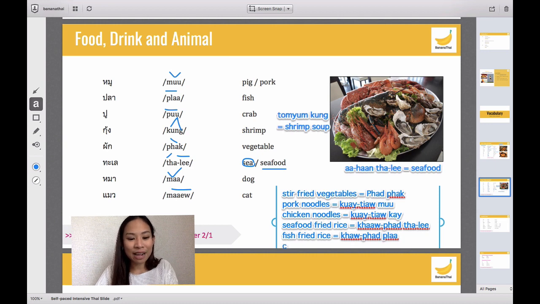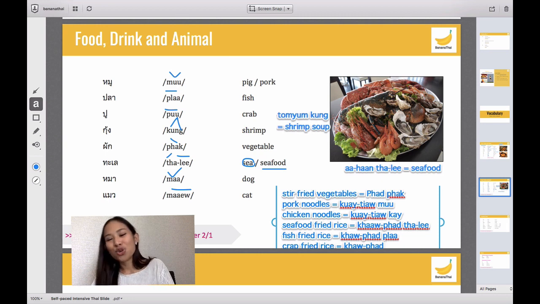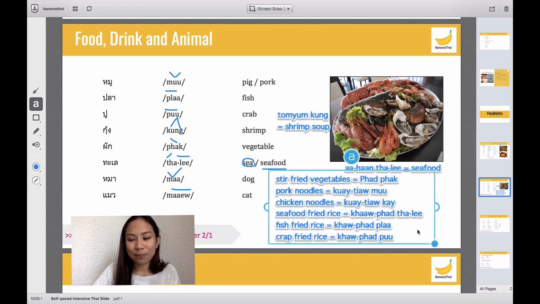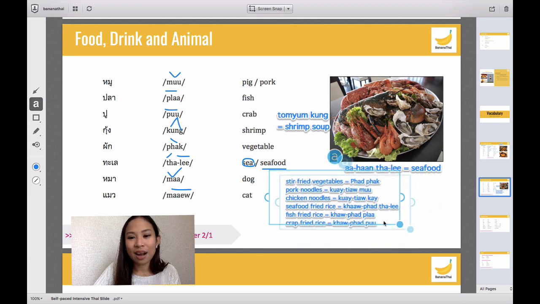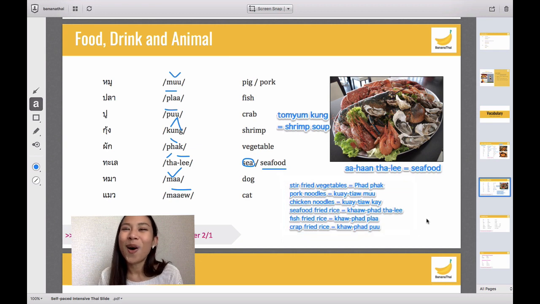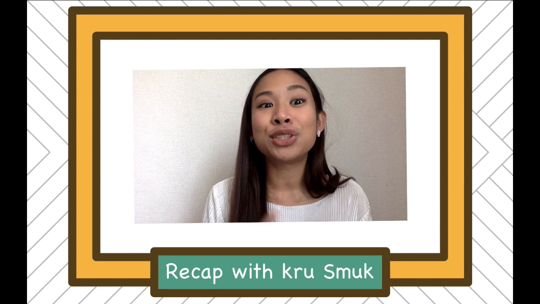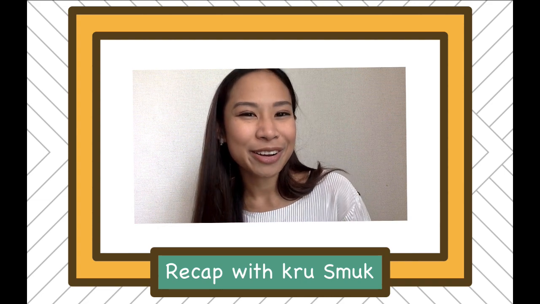Or crab fried rice. Crab fried rice is what? ข้าวผัด. Crab is, you eat crab and you go to ปูนะคะ ปู. Crab fried rice ข้าวผัดปู. So here are the menu items that you could order from now on. Alright, that's it. So you already learned food, drink, and animal vocabulary.